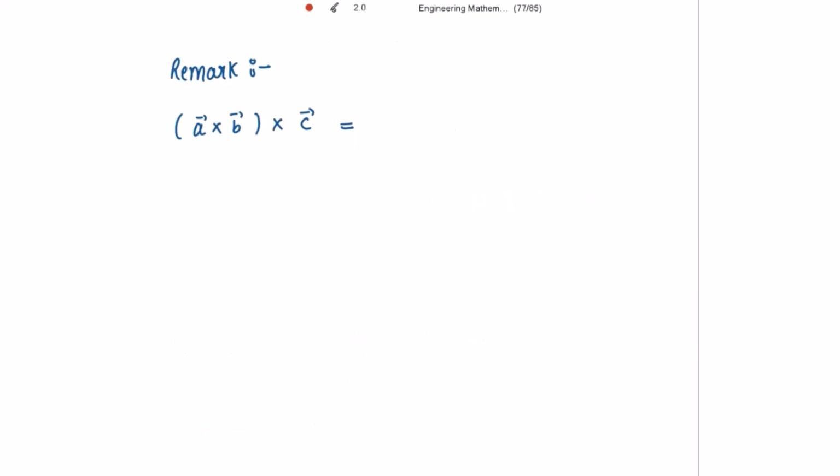But before that, please take this as your remark. What is the cross product of two vectors with the third one? How to remember this? Take the dot product of these two. So taking the dot product of c vector with a vector and multiplying this with the remaining one. Then minus, take the dot product of c vector with b vector, and multiply it with the remaining one.